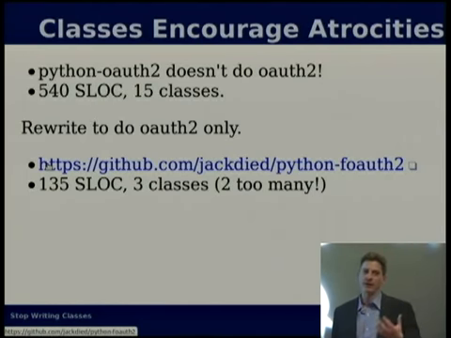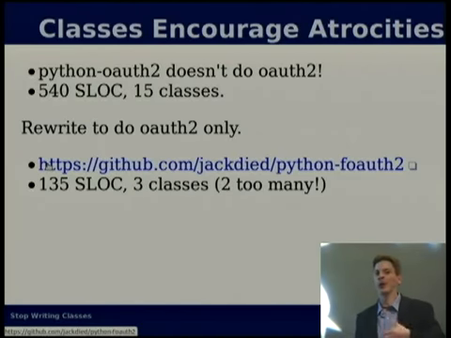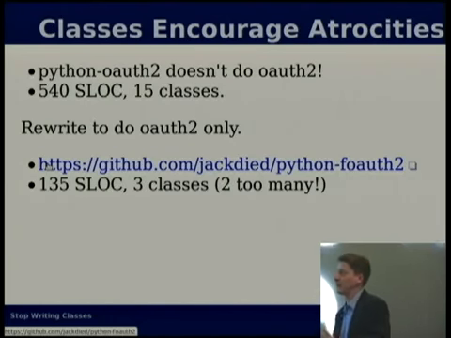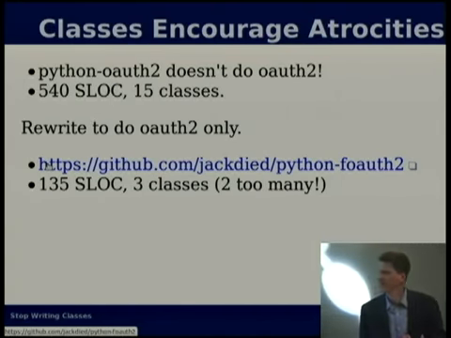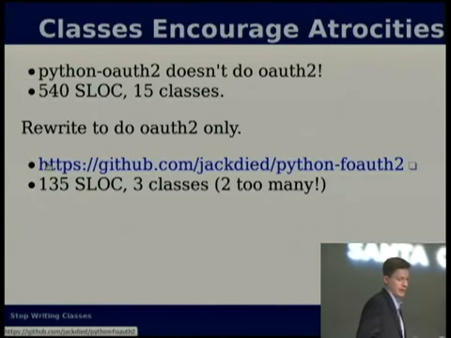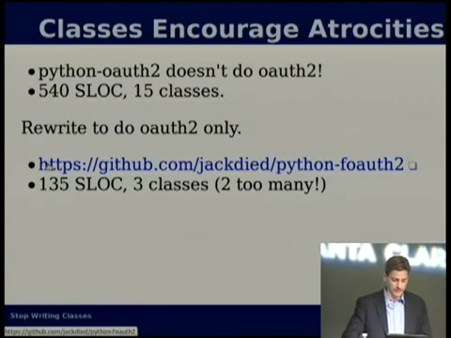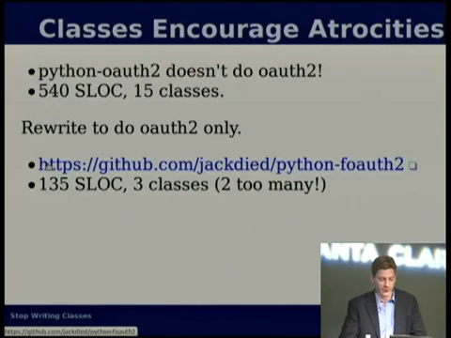So then I went and looked for other libraries. There's Python OAuth 2. It's the second version of Python OAuth. It doesn't actually do Python OAuth 2. But that took a while to figure out. So that one was a little bit better. It's only 540 lines of code, 15 classes. But I wasn't going to put that in either because it didn't actually do what I needed to do. So I rewrote that to just do bearer token OAuth. It's Python FOAuth, or if you prefer, FOAuth.